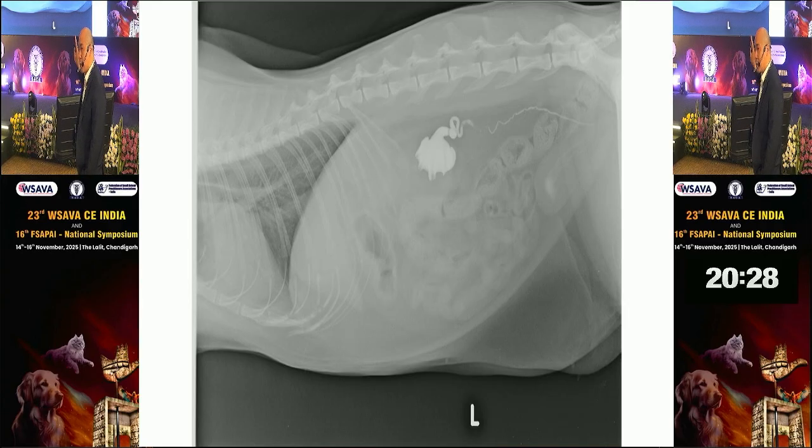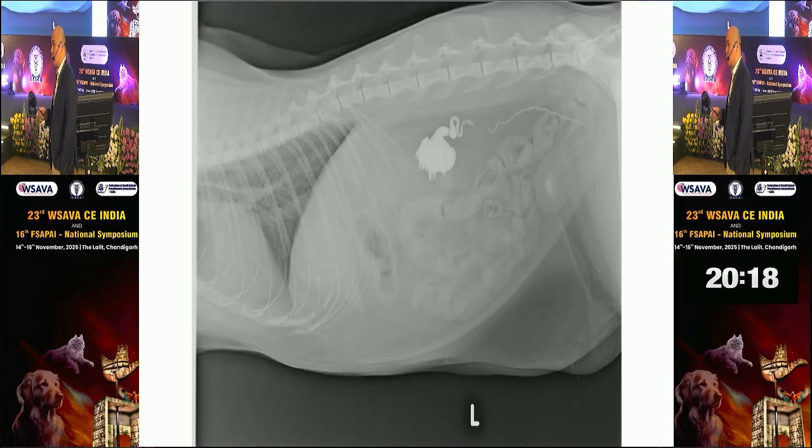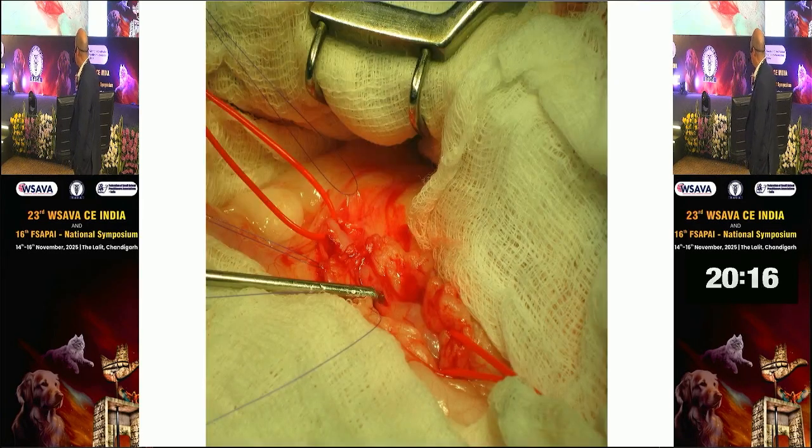Well, how we approached this case was slightly different to how I would approach it now, because this was about 15 or even more than 15 years ago now, where there wasn't many options apart from surgery. So in this case here, we went in surgically. Here we can see, here's the ureter and this is the stone here.